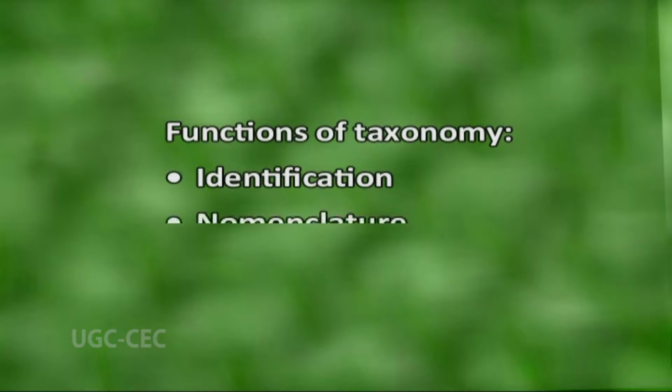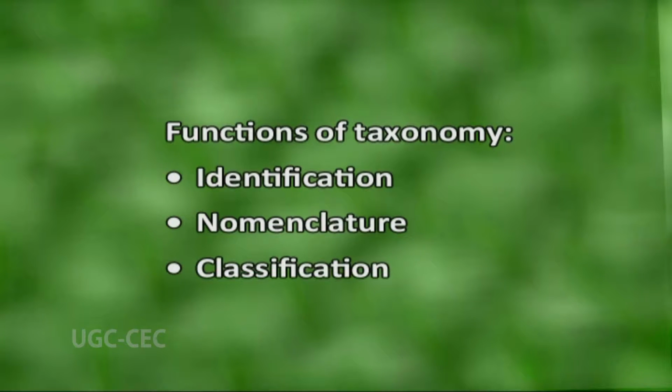The three functions of taxonomy include identification, nomenclature, and classification. Its main aim is to provide a convenient method of identification and communication about a taxa and provide a classification which is based on natural affinities of plants as far as possible.